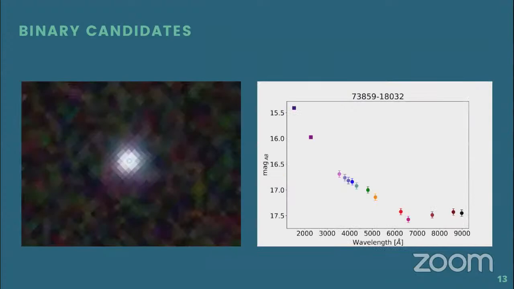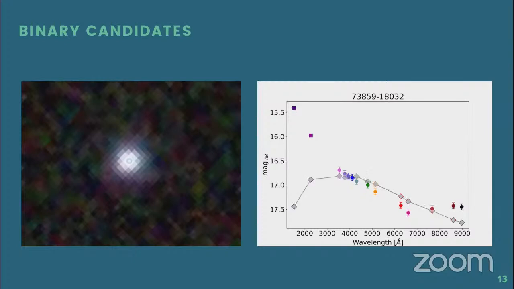Why does that happen? Here I show a typical case in which you see the contribution of the white dwarf complemented by the contribution of a redder companion. When the model has to fit this, it is completely unable to predict this. So that's why we have these misclassifications and outliers.